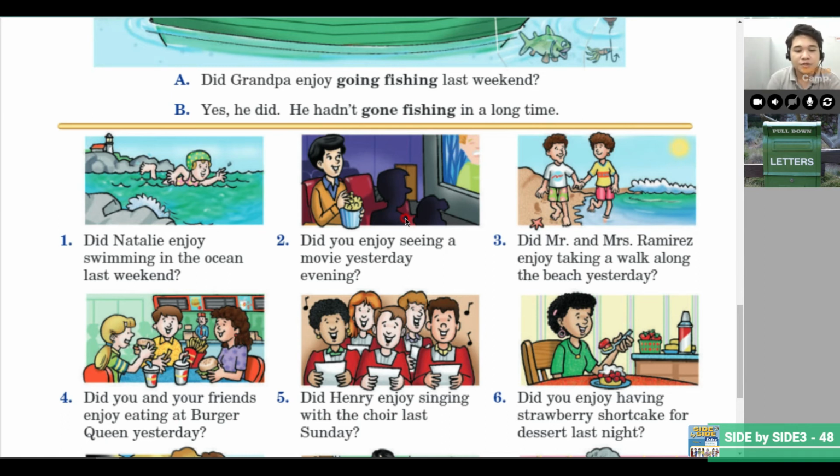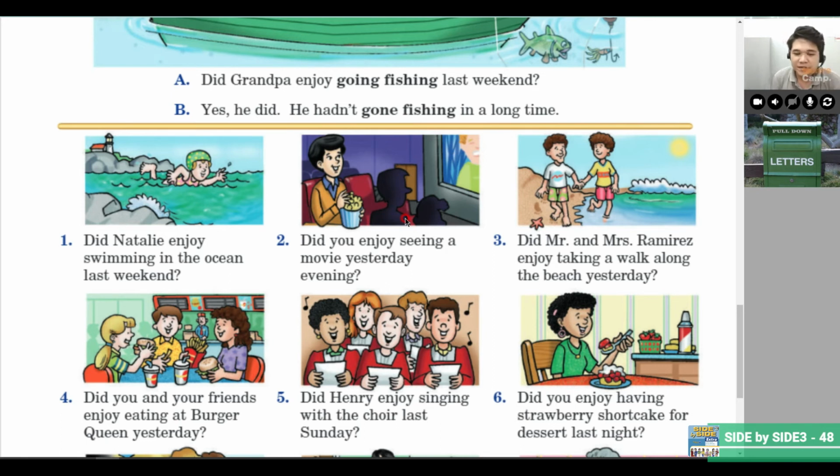Okay, good. Number two, did you enjoy seeing a movie yesterday evening? Yes, I did. I hadn't seen a movie in a long time. Okay, by the way, what was your answer for number one again? Yes, she did. She hadn't enjoyed swimming in the ocean in a long time. Okay, number two. Yes, I did. I hadn't enjoyed seeing a movie in a long time.